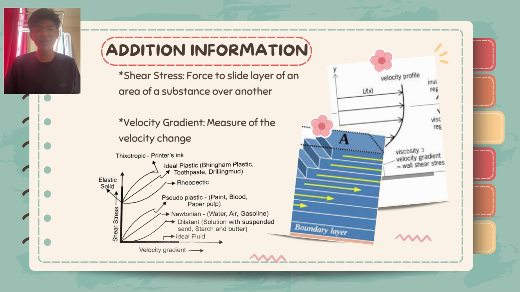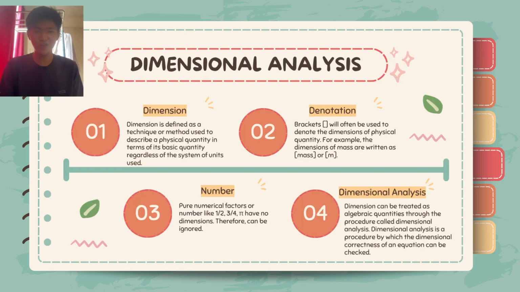The velocity gradient is the measure of the velocity change which corresponds to the velocity of the fluid flow to overcome the shear stress. In the graph below, you can see that the velocity gradient of Newtonian fluid is linearly proportional to the shear stress, while for the other fluids, the velocity gradient is not linearly proportional to the shear stress. Enough with the fluid features, which is more on theory. So now let's discuss our last objective, that is dimensional analysis.